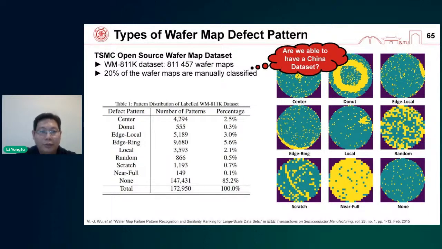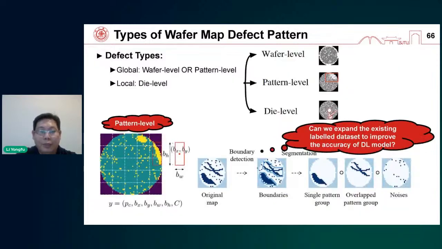A very interesting fact is that only 20% of wafers are being mapped. We can see there are generally different types of wafer defects, like center, donut, edge, ring, even scratches and so on. The question is, can a defect stand alone by itself, or can a defect make use of different kinds of patterns? That's why we look at patterns. Defects are generally classified into three levels: the wafer level, the pattern level, and the die level.